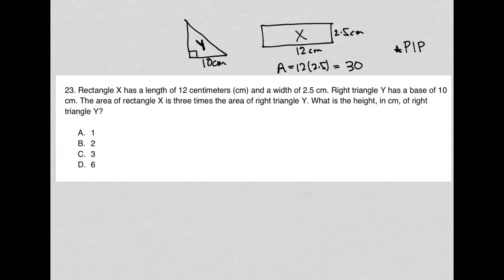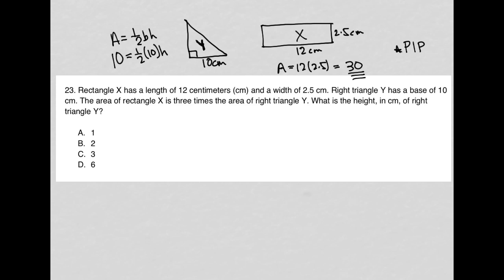Okay, so what about this area? The area of rectangle X is 3 times the area of right triangle Y. Well, the area of the triangle is 1/2 base times height. We know the base is 10, so that becomes 1/2 times 10 times height. And we know that it's basically a third of this 30, right? So this area for the right triangle has to be 10.